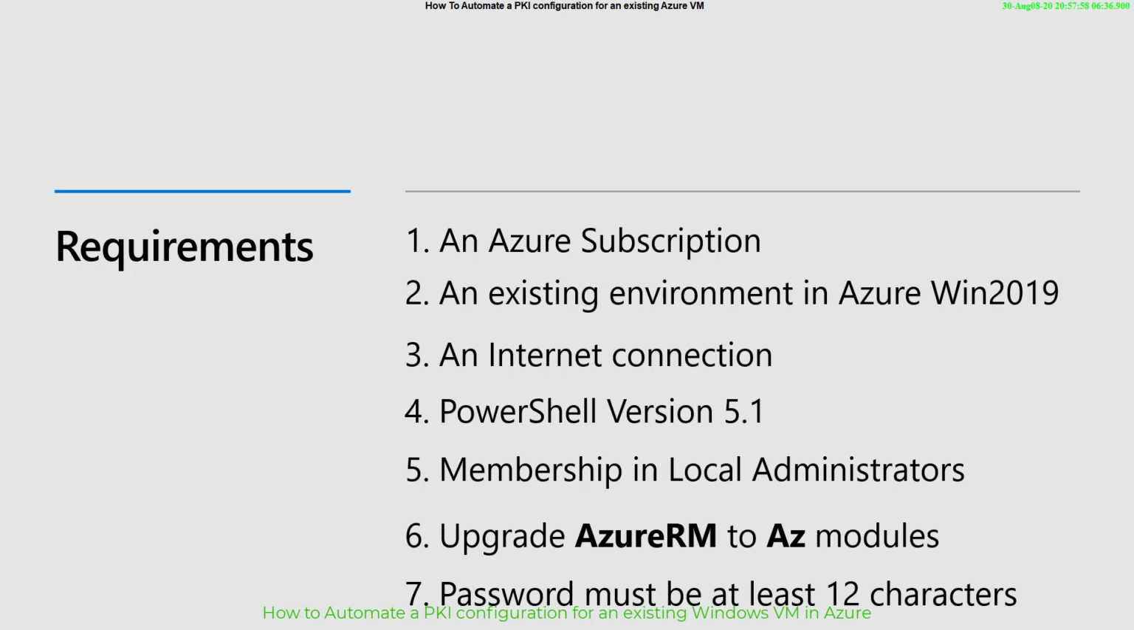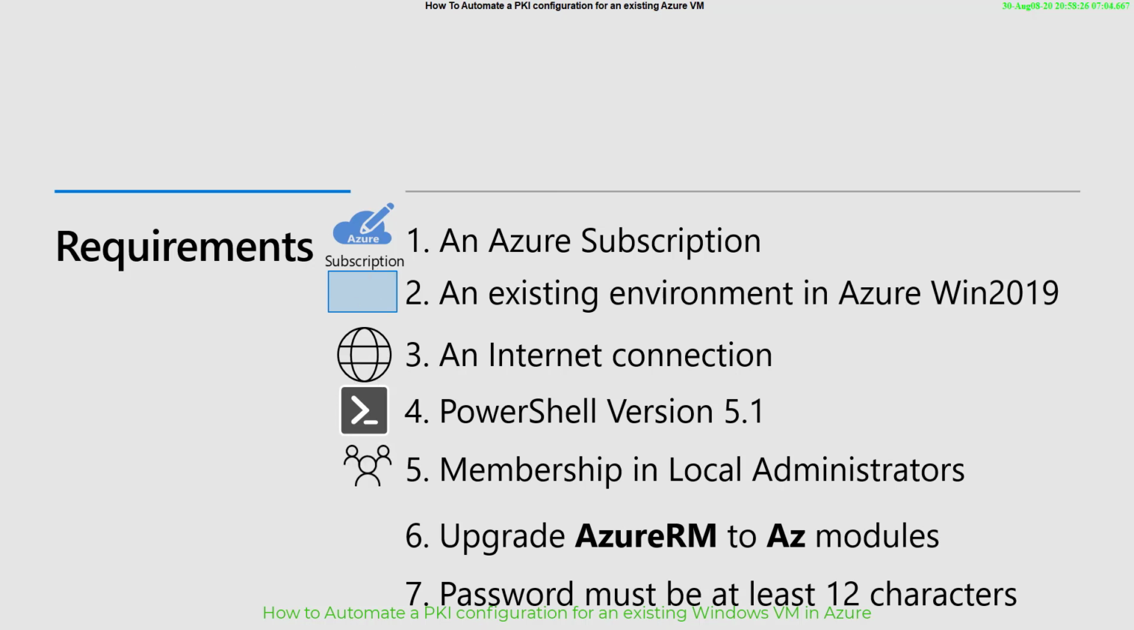The requirements for building this lab are an Azure subscription, an existing environment with an available Windows Server 2019 virtual machine, an internet connection, and Windows PowerShell version 5.1. In this demo, I'll run the script from my Windows 10 laptop using the Windows Terminal.